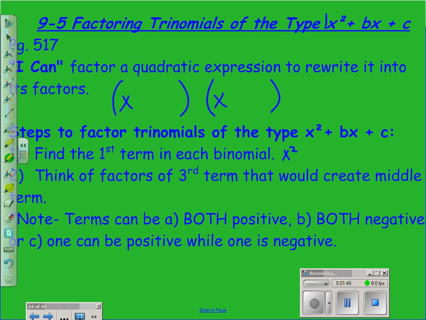Note, it's good to know the direction that you're headed. Terms can be either both positive, or both negative, or one can be positive while the other's negative. So in other words, you could have x plus on both, you could have x plus and minus, or you could have two negatives. All three of those are possibilities as you're working on the examples today.